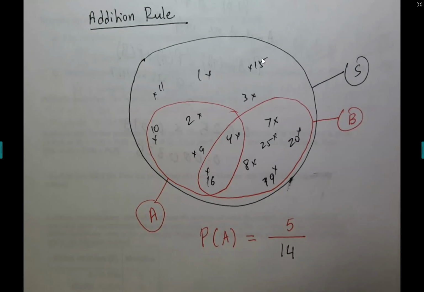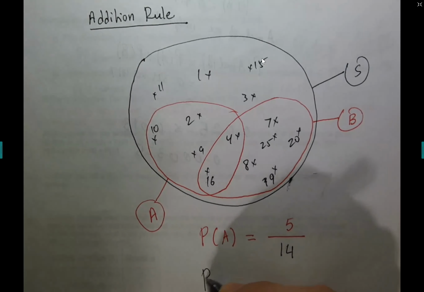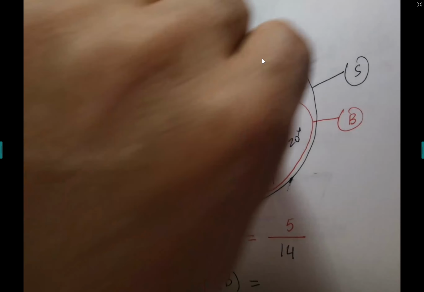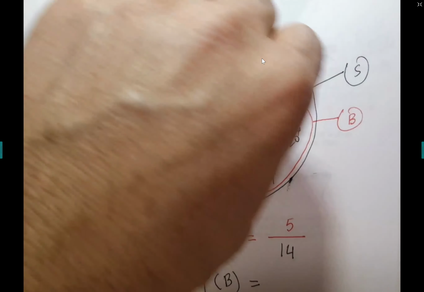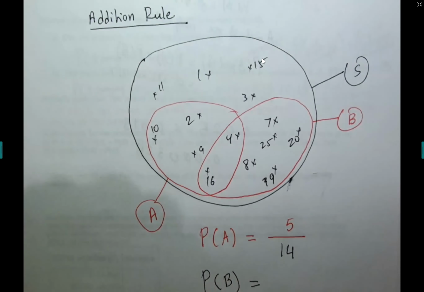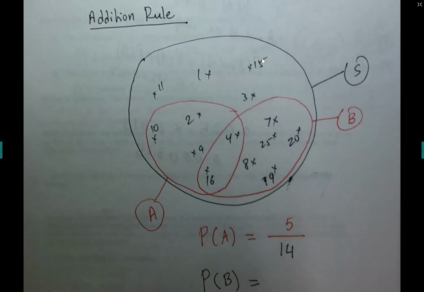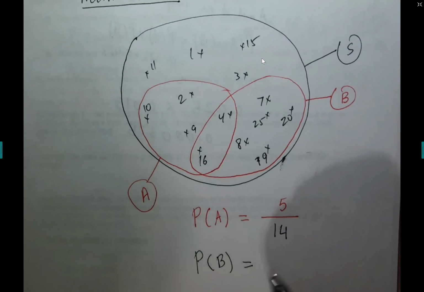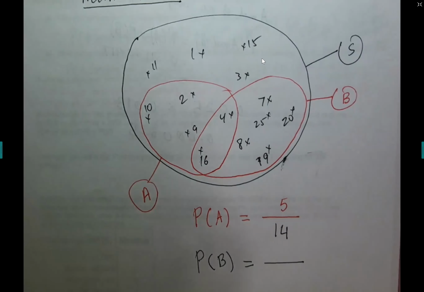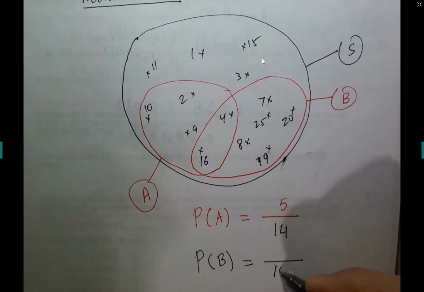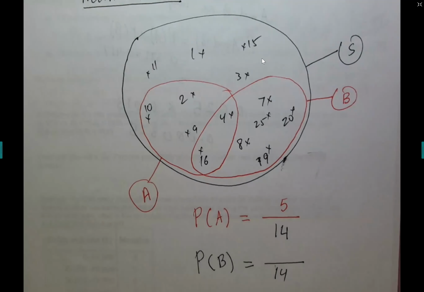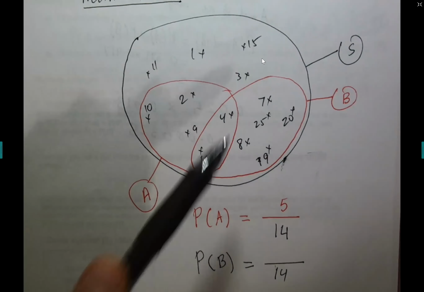Okay, here's my second question to you now. You close your eyes and you pick a number. What's the likelihood that this number is going to be in B? 7 out of 14. Okay, you got 14 total. You're picking from the basket that has 14. The likelihood that you would win if you get a 4.